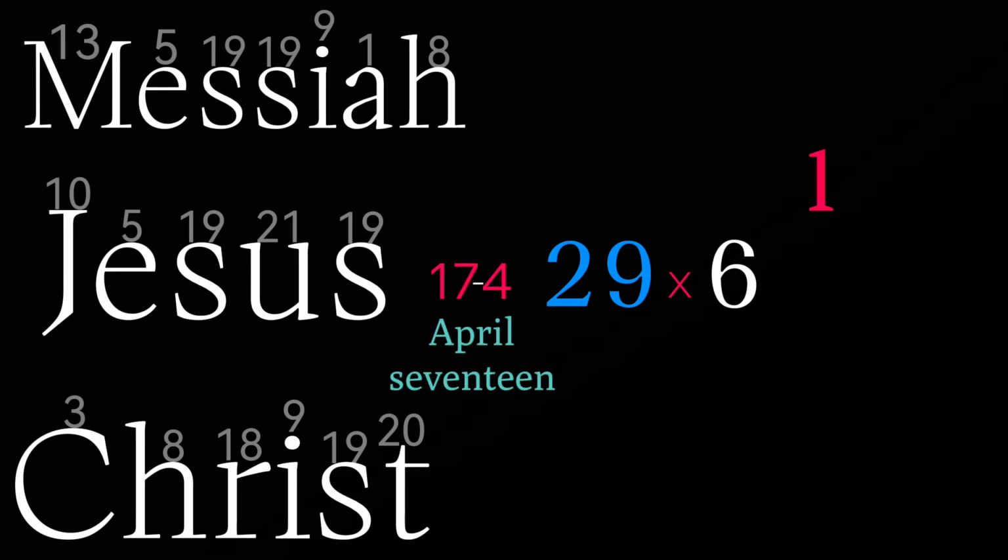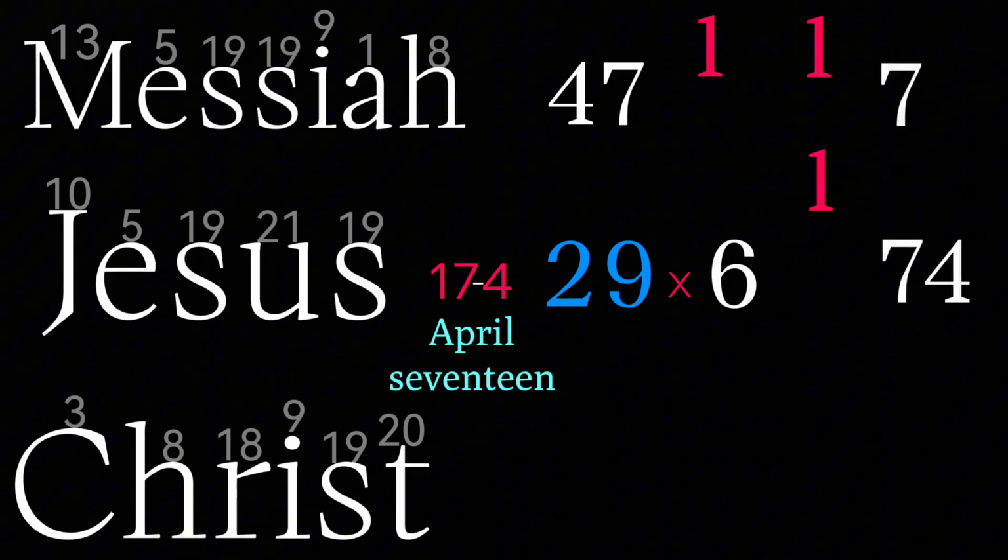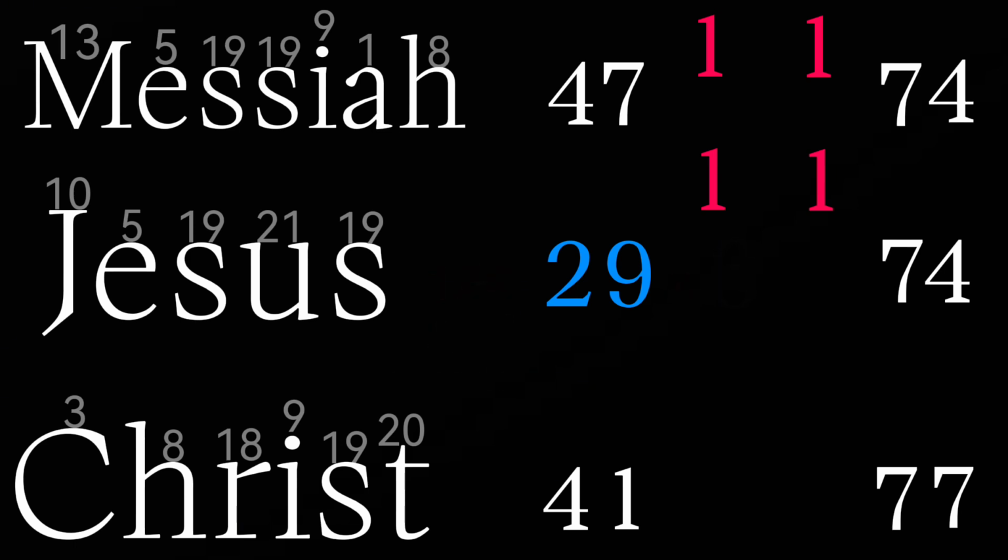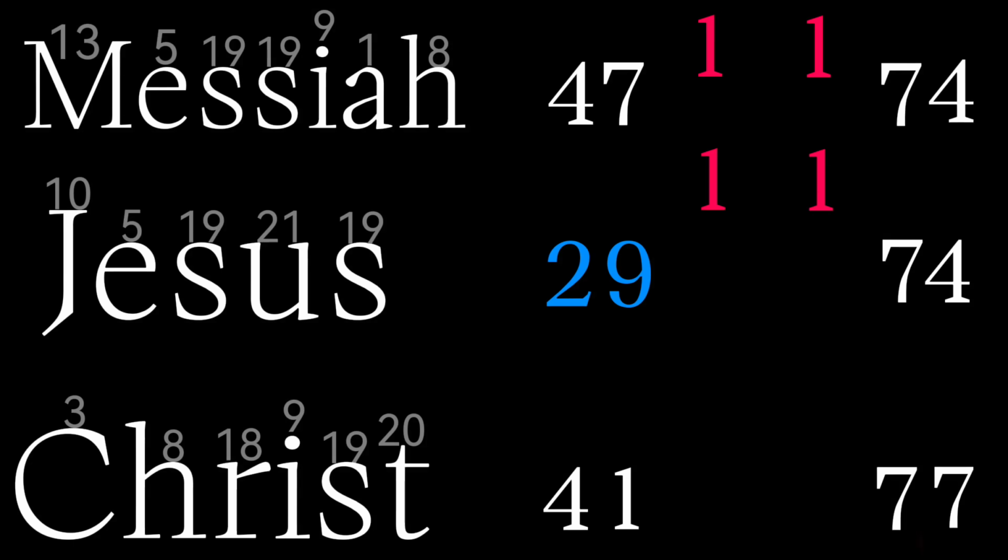1. Adding Jesus letter by letter equals 74. Same method for Messiah: 1, 7, 4. We just added Christ, Jesus, Messiah, digit by digit, then letter by letter, simultaneously, by multiplying 29 and 6.